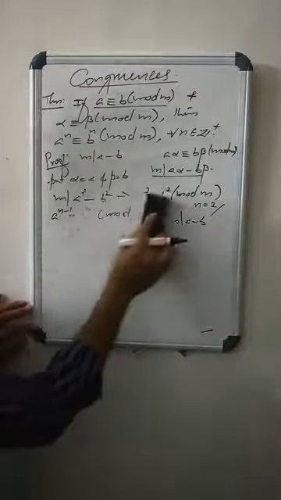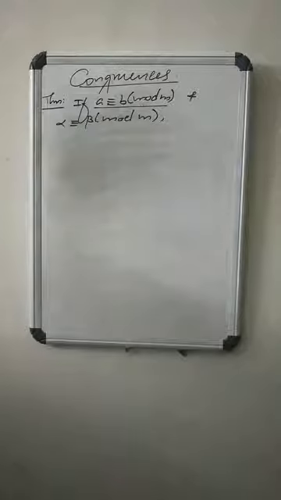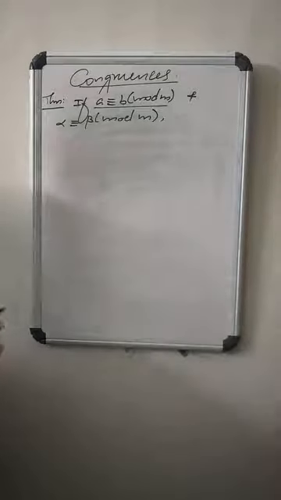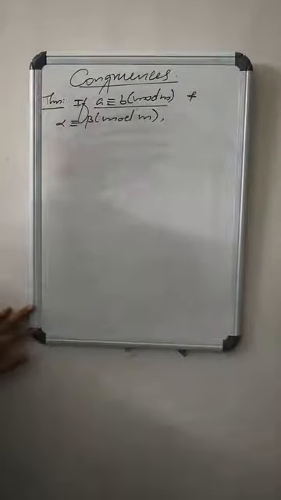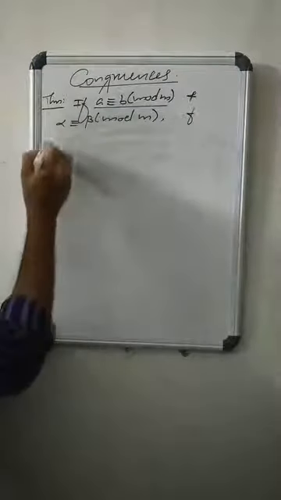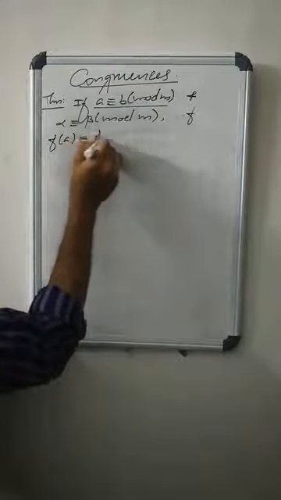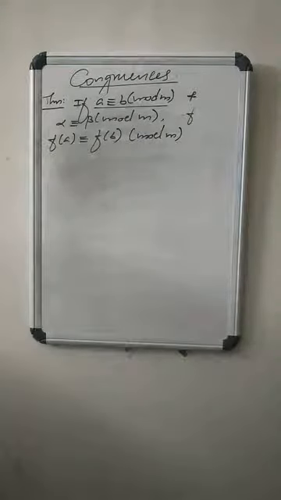Now, using this argument, if a is congruent to b mod m and alpha is congruent to beta mod m, then for any polynomial f with an integer coefficient, f of a is congruent to f of b mod m.